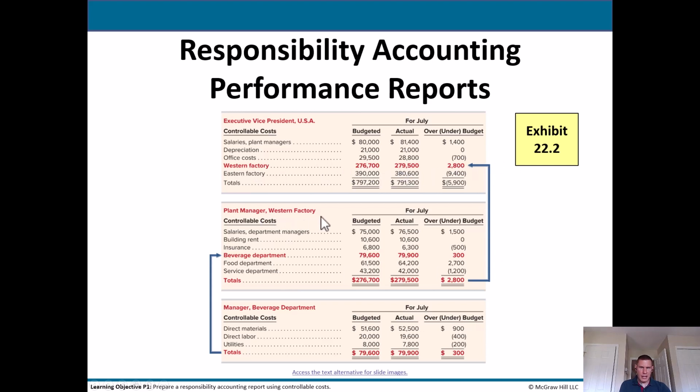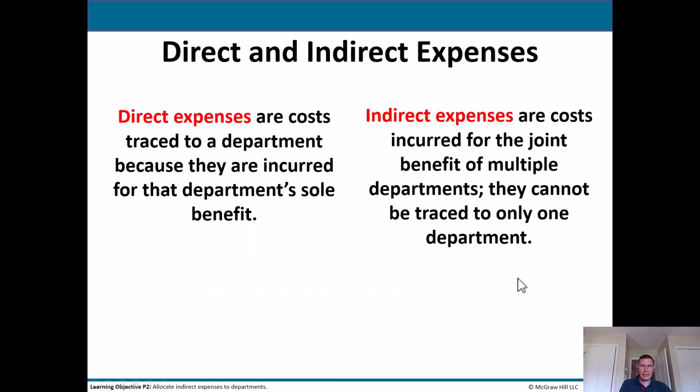If we look at the plant manager for the Western factory, again, what can this person control? Well, the plant manager for the Western factory can control the salaries for the department managers. They were a little over there, 1,500 over. Building rent was good. Insurance was a little lower than planned; they budgeted 68, and it was 63. And then if we look at the beverage department as one of this Western factory plant manager's lines, you can see what this person can control. So we're working our way down the hierarchy of the organization and looking at what each individual can control.